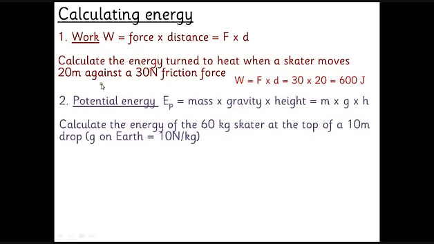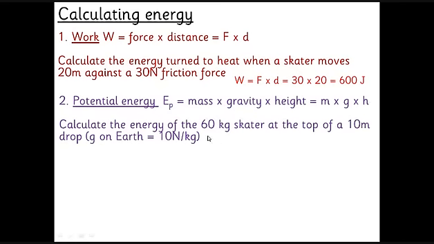Okay, the second one is potential energy. Well, the potential energy really is just the work we do against gravity, and the work against gravity depends on the force you need to lift something, with its mass times its gravity, that's its weight, times the distance you move it, that's its height. So that equation becomes the potential energy is mass times gravity times height.